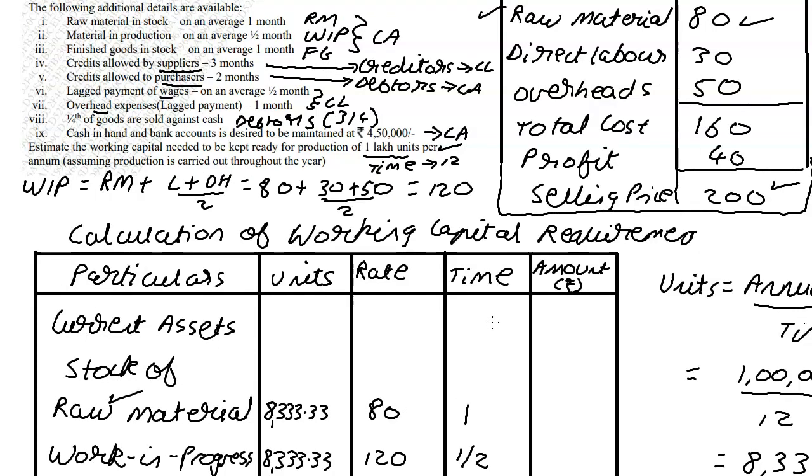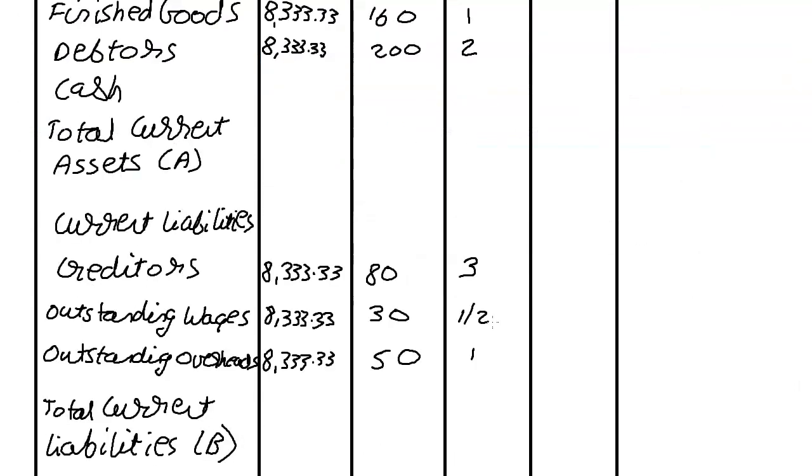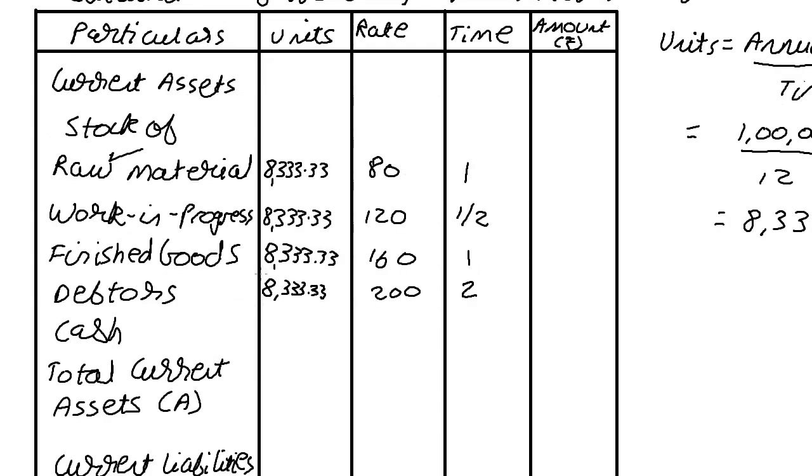Okay, 1/4 of the goods are sold against cash. That means only 3/4 is against credit. So where we have debtors, this number has to be 1 lakh upon 12 multiplied into 3 by 4 throughout, everywhere.